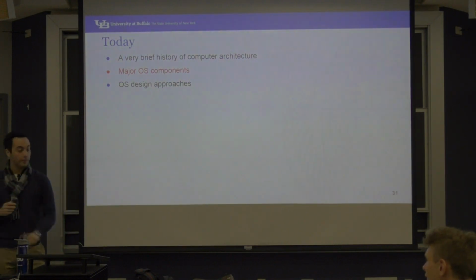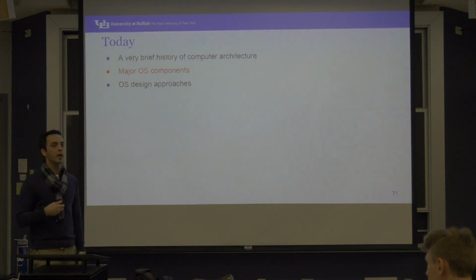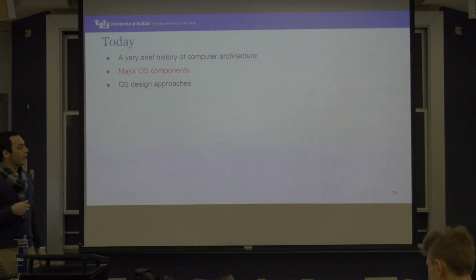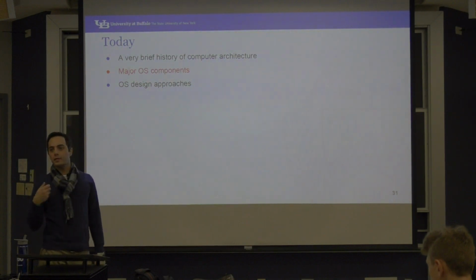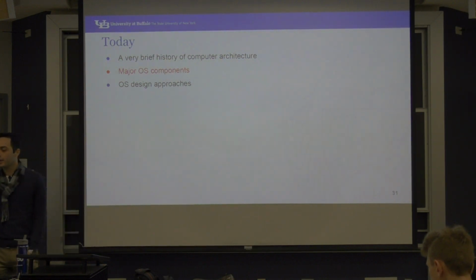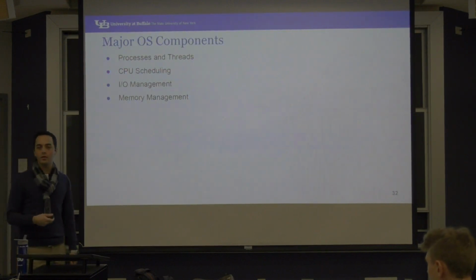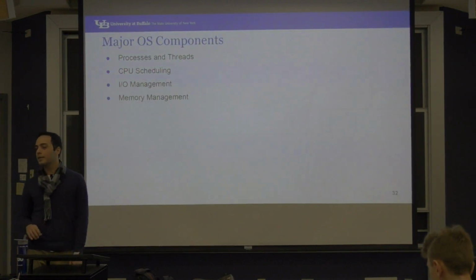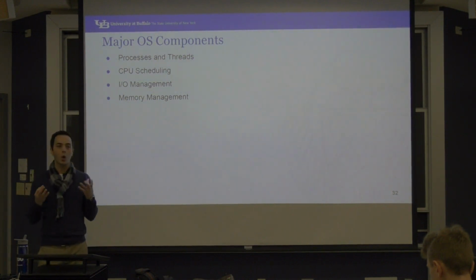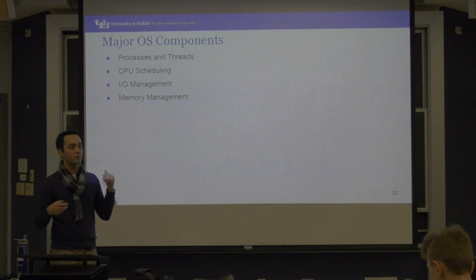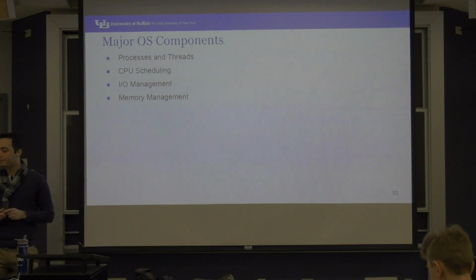So now we're going to talk about the OS components, right? These are now more relevant to what you're going to see in the next lectures, your homeworks and everything, as well as your projects, right? So major OS components are processes and threads, CPU scheduling, I/O management, and memory management. These are, again, the core things. The OS may have many more, right?